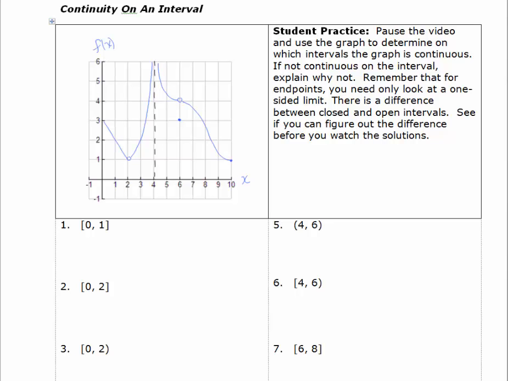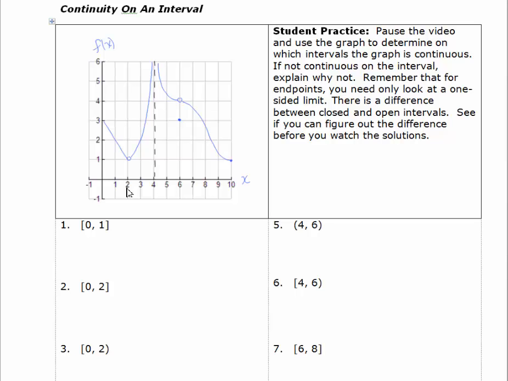Here we're going to look at continuity on an interval, and what I'd like you to do first, knowing what you know so far about the fact that in order for a function to be continuous on an interval, it has to be continuous at every x value in that interval. And just be careful looking at endpoints, whether they're open or closed.